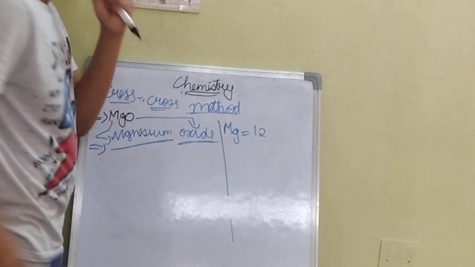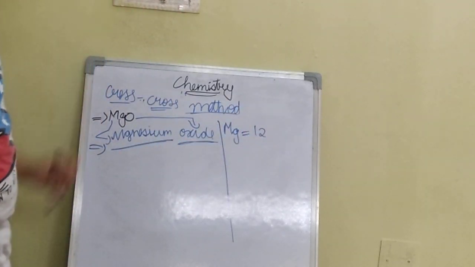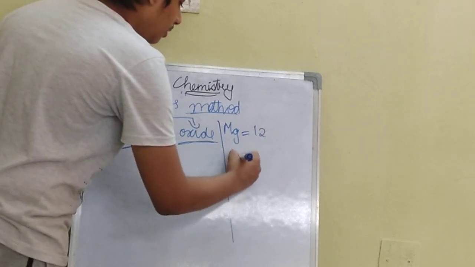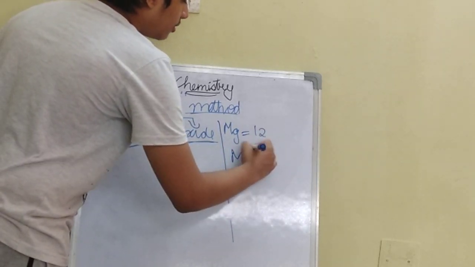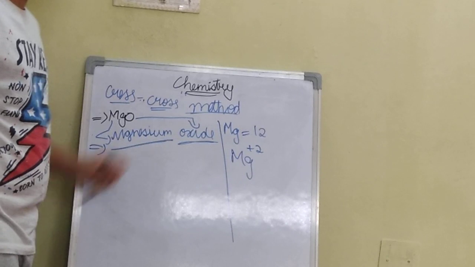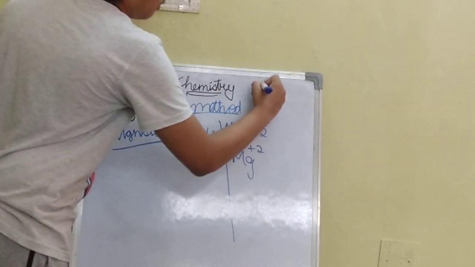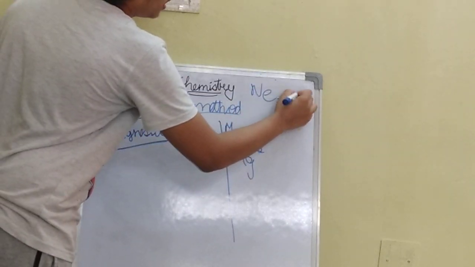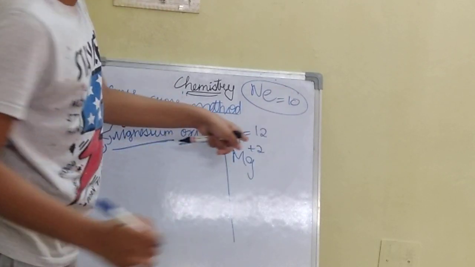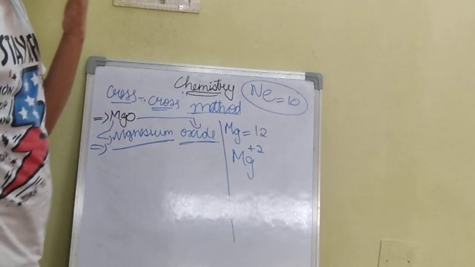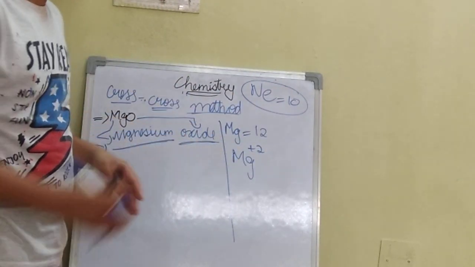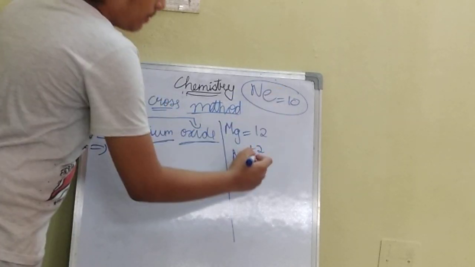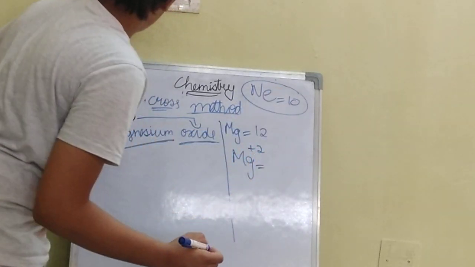To make it stable, what should we do? Loss of electron. Mg plus 2. Why? Because it is near to the neon. What is the atomic number of neon? 10. If you take 2 electrons away, cations are formed.